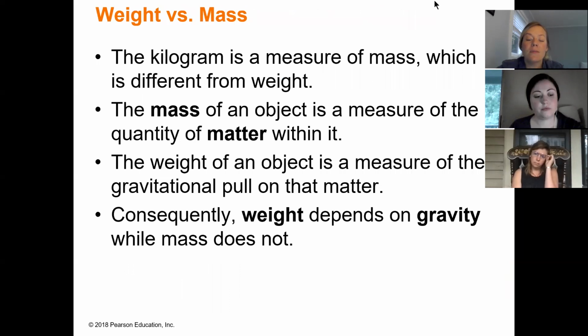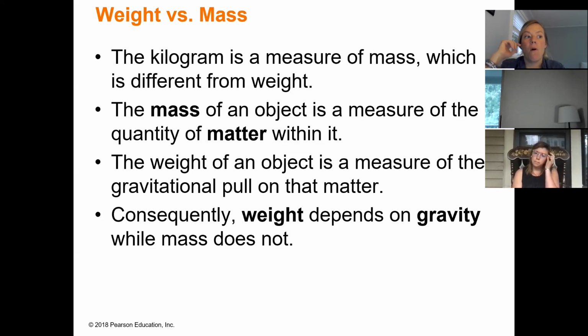So mass versus weight. In the United States, we talk a lot about weight. When you're going on a diet or if you need to gain some weight, you get on a scale and it pops your information out in pounds. That is not the same thing as mass, all right? The kilogram is a measurement of mass. Mass is how much matter the material actually has, like how many atoms it has.